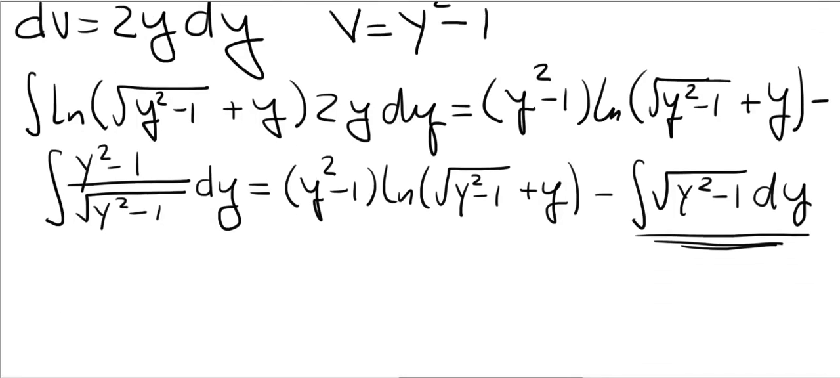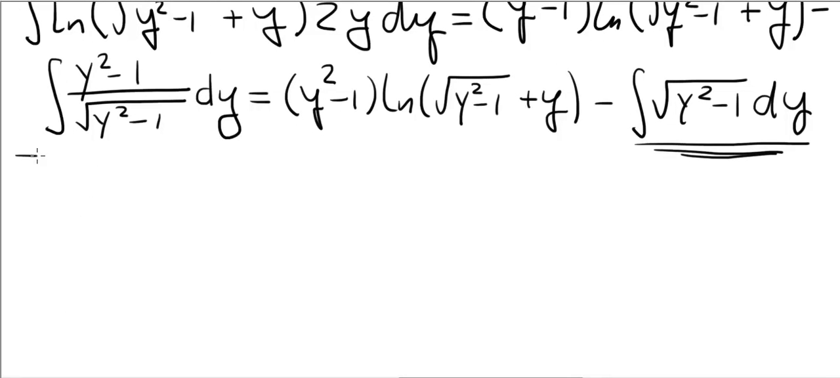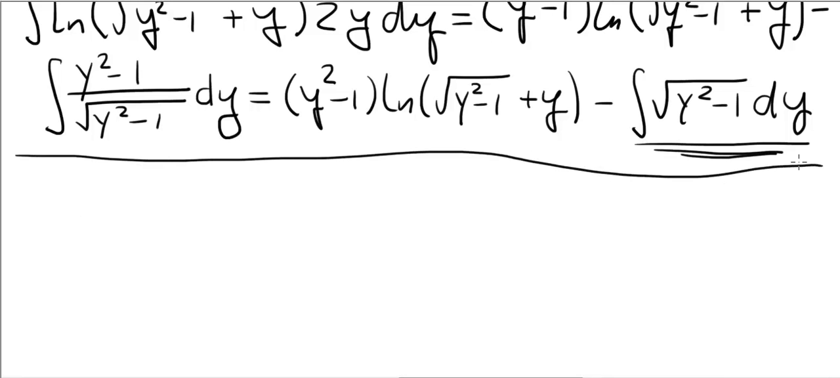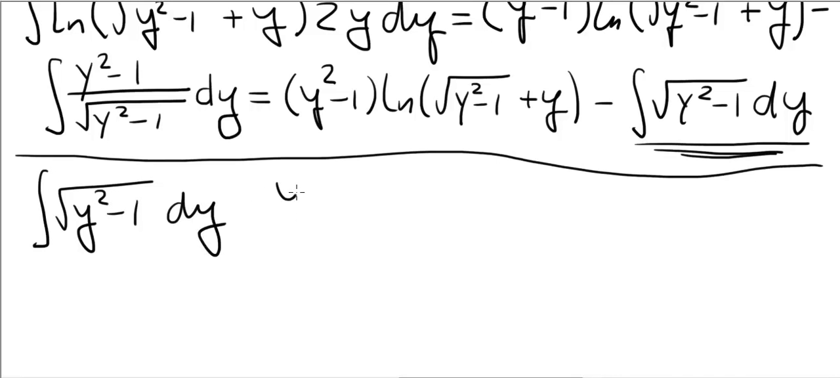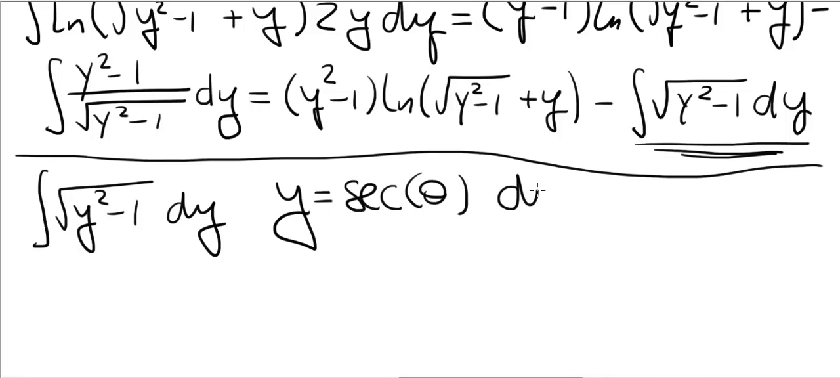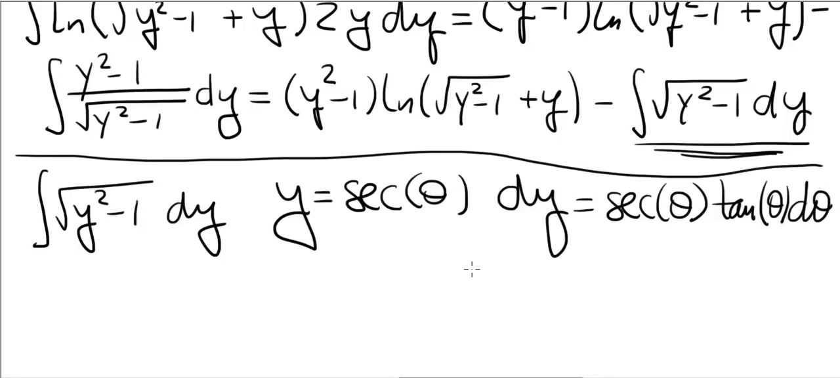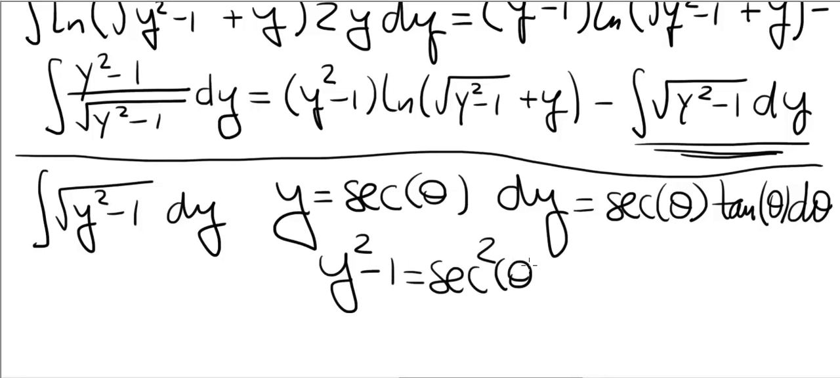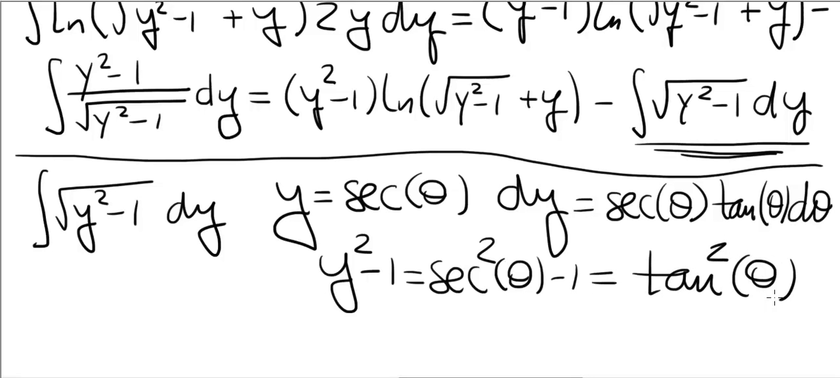And this integral is evaluated by trigonometric substitution. So let me draw a line like this and zero in on this integral, square root of y squared minus 1 dy. The way it is, the trig substitution is y equals secant of theta. dy is secant of theta times tangent of theta d theta, and y squared minus 1 is secant squared of theta minus 1. Of course, that's equal to tangent squared of theta.